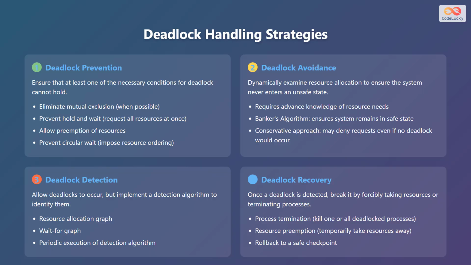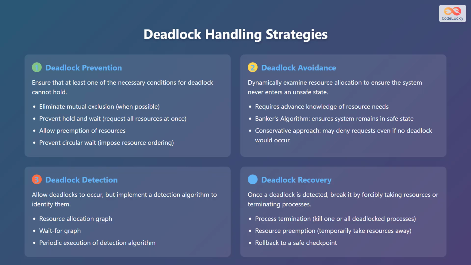Second, deadlock avoidance dynamically examines resource allocation to ensure the system never enters an unsafe state. This requires advanced knowledge of resource needs. The banker's algorithm ensures the system remains in a safe state, but it is a conservative approach that may deny requests even if no deadlock would occur.